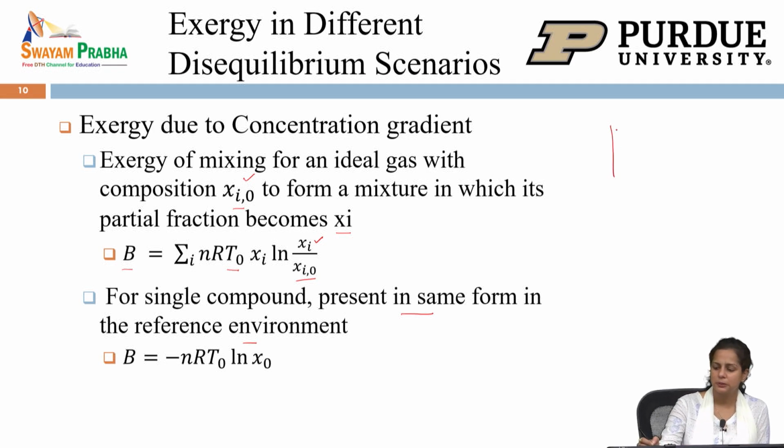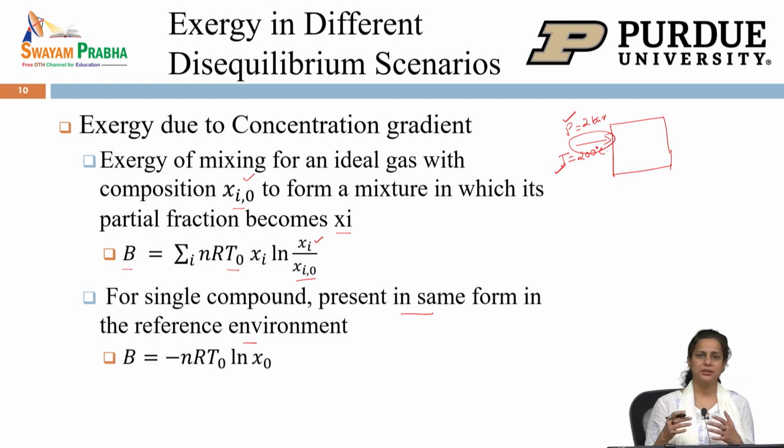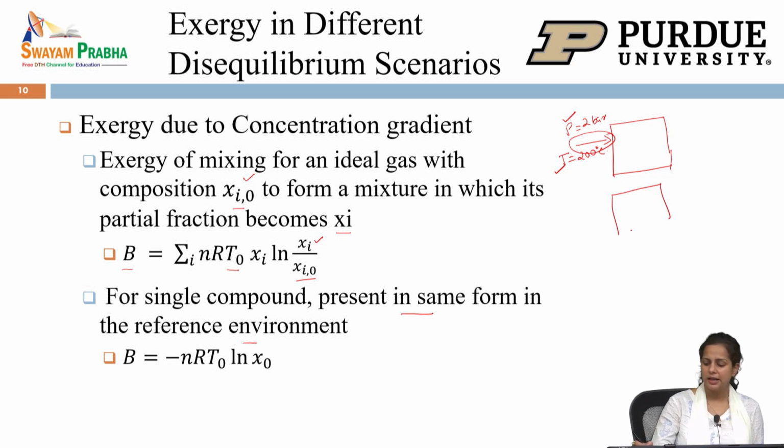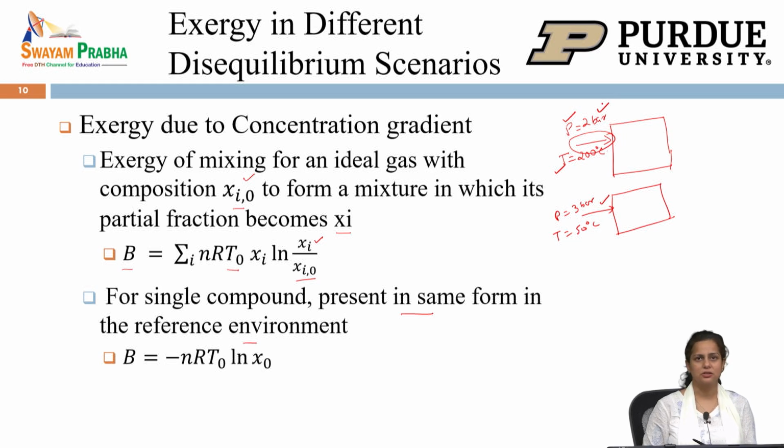So, let us say I have a process and I have a stream that is entering at a pressure equal to 2 bar and a temperature equal to 200 degrees Celsius. This stream will have some exergy by the fact that it is at a higher pressure and a higher temperature, which means that some work was done to raise the pressure and temperature of this stream, and that is the thermodynamic contribution of this stream to the process. You can have another process where the pressure may be 3 bar and the temperature is 50 degrees Celsius. So, the exergy of this stream will be very different from the exergy of the other stream.